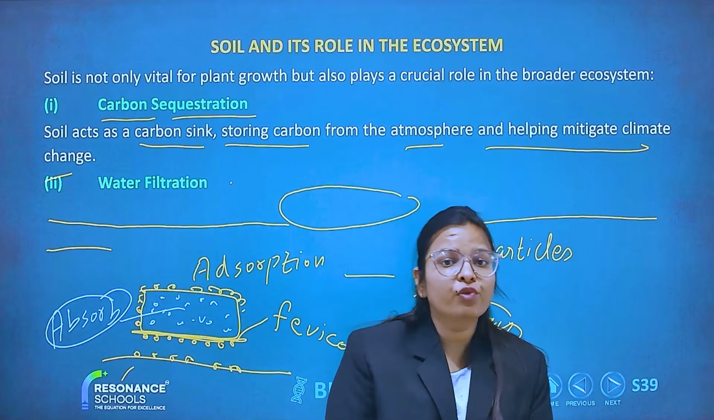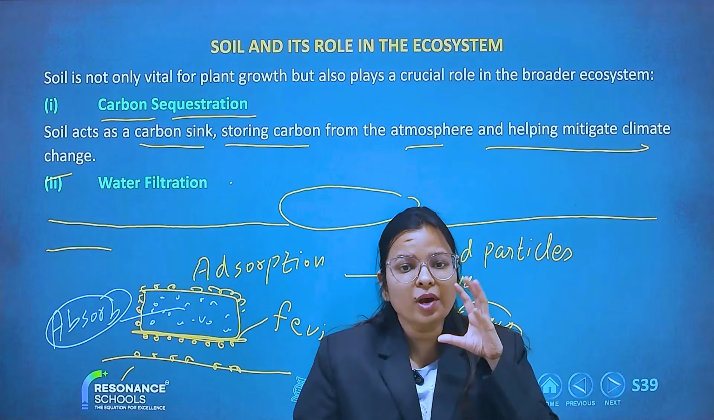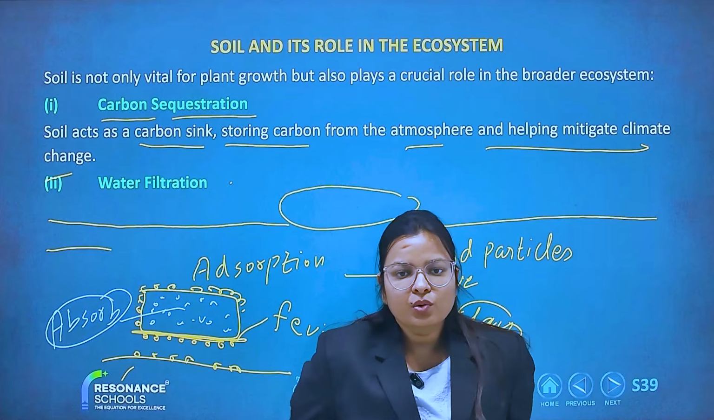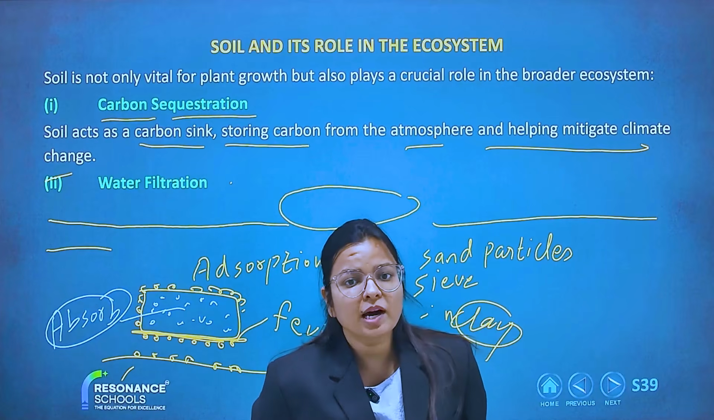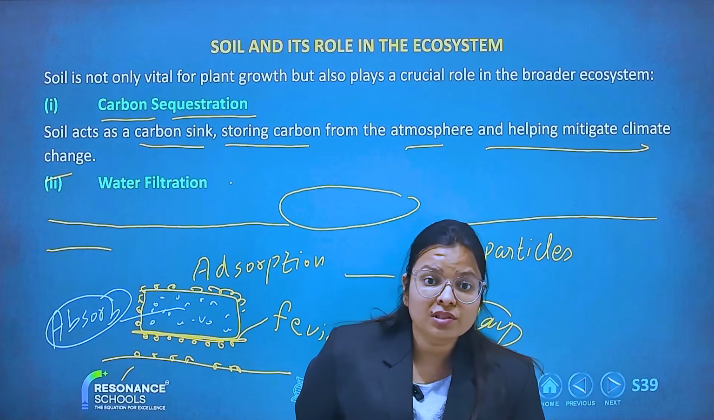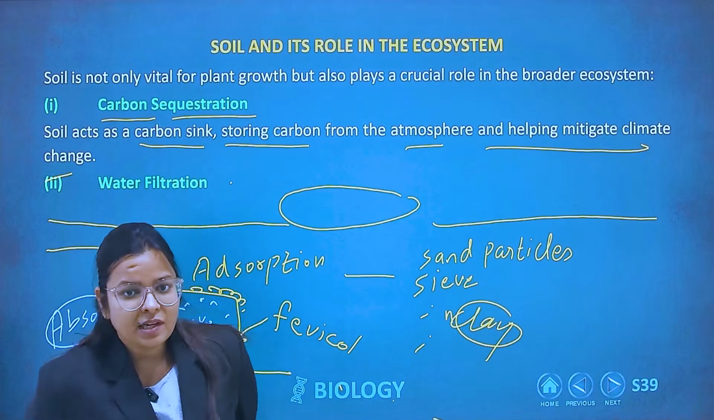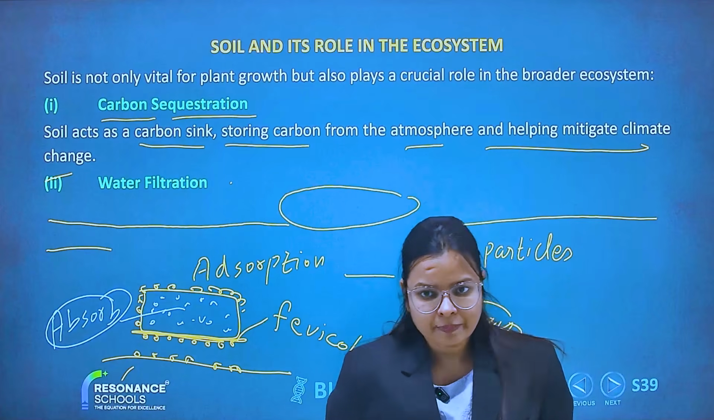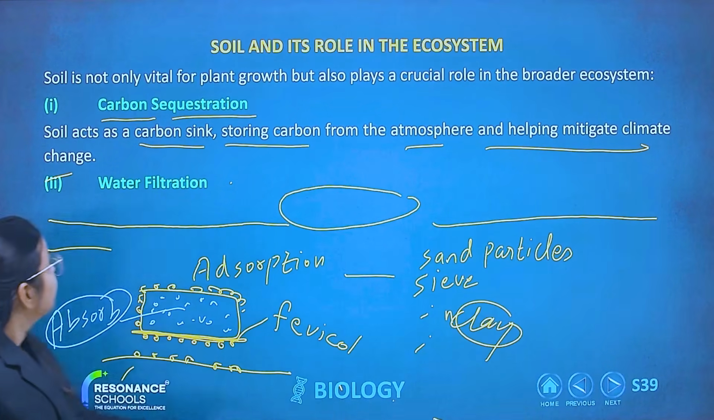How is carbon removed from the environment? How is it helping the environment? Soil is helping the environment by reducing the carbon level. You know why we want a decreased carbon level? Why is more carbon harmful? It causes the greenhouse effect. It can trap heat. Greenhouse effect or global warming. Do you know something about global warming? Okay, I will tell you.